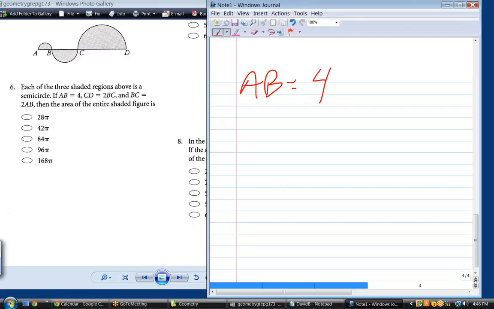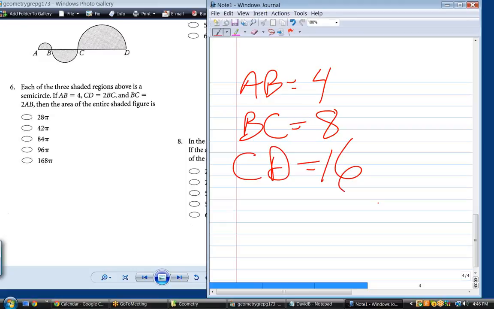What are CD and BC equal to? BC is equal to 8. And then CD is equal to 16. Since they want the entire area, what's the area of the semicircle AB? Pi times 16 divided by 2, so 8 pi.